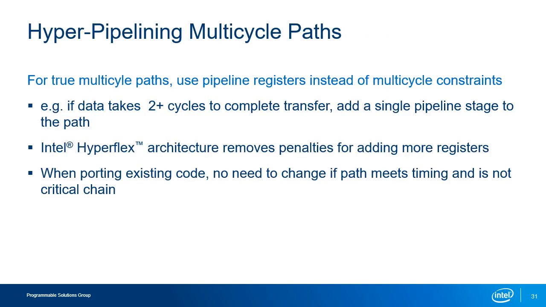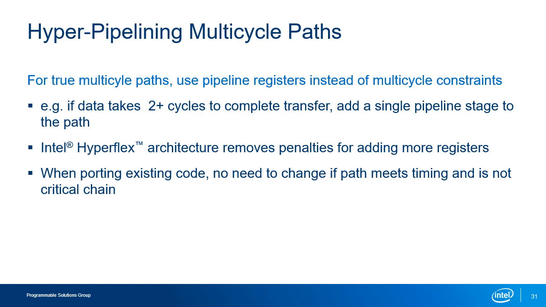When performing hyper-pipelining on a path that is constrained by a multi-cycle constraint, the recommendation is to remove the constraint and just add pipeline registers. For example, if you have a path that requires 2 cycles to complete the transfer, just add an additional pipeline stage to the path and remove the multi-cycle constraint. This is because there are plenty of hyper-registers in the device that are there specifically for this purpose, so any penalty you would incur, such as in resource usage, goes away.